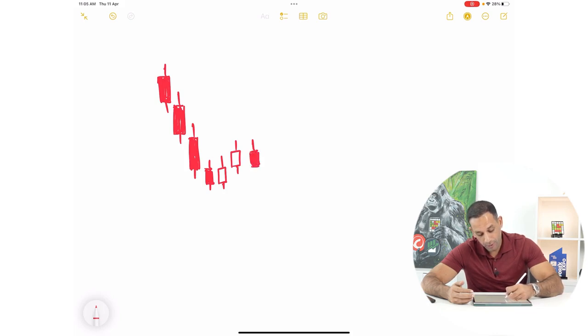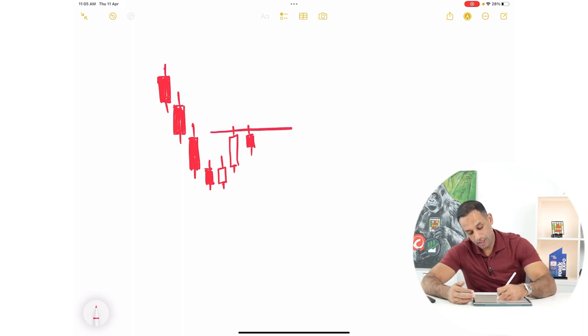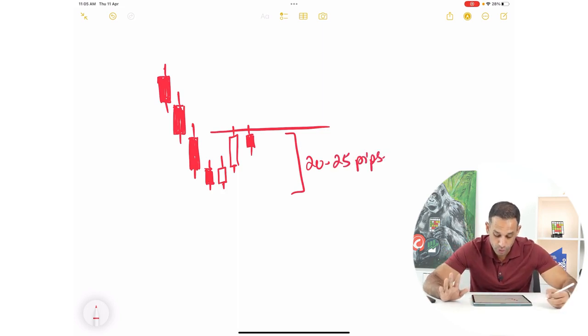Because once we have a resistance forming, in this case, let's say that the retracement was bigger. We had a bigger retracement, and then a candle closes bearish, whatever, and you find out that this range is actually 20 to 25 pips. So you have a 20 to 25 pip range.